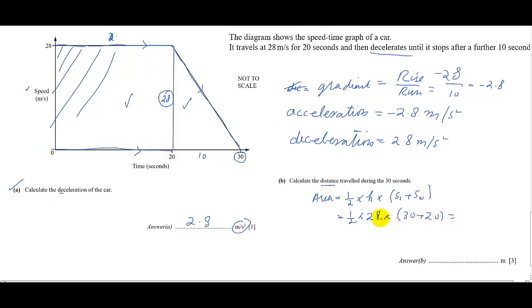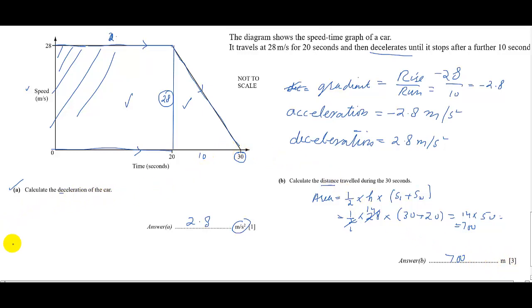So it is 1/2 times 14 times 50. The total is 700. So the total area is 700, and this area is basically the distance traveled. So the distance traveled is 700, and the unit of distance is meter. So we will use 700 meters.